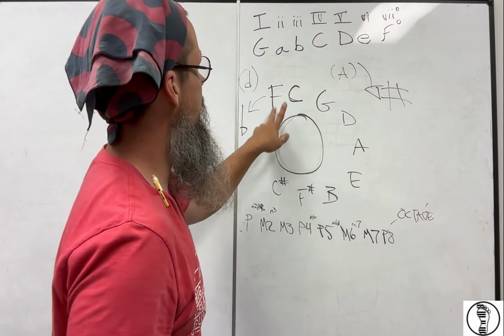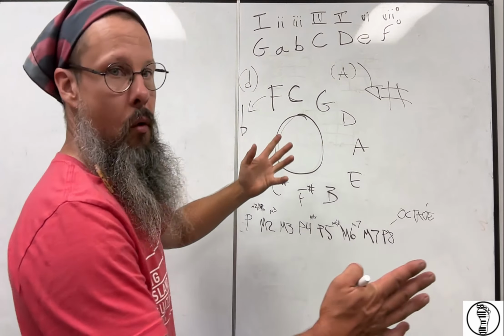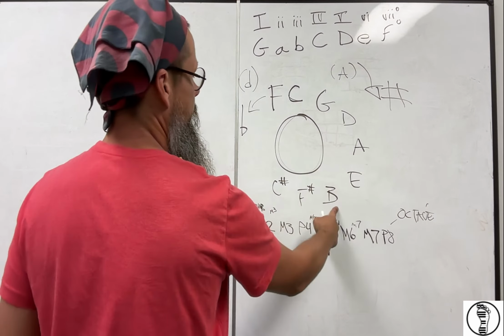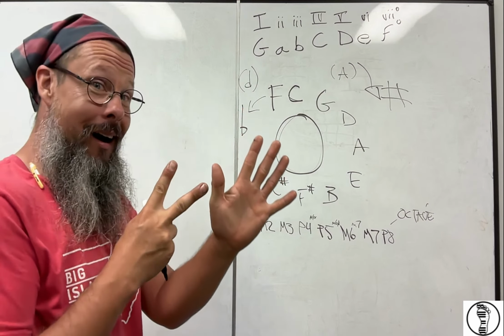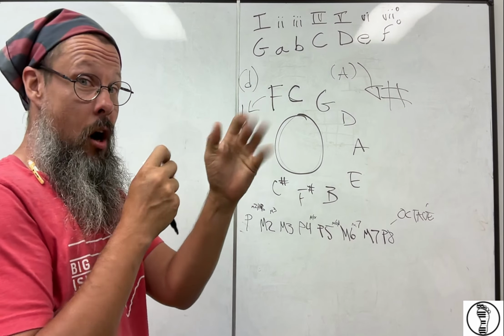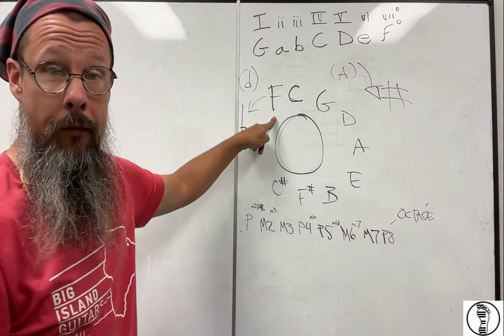D has 2 sharps, F sharp and C sharp. A has 3 sharps, F sharp, C sharp, G sharp, so on and so forth. So when you go down to F sharp, you could say none, 1, 2, 3, 4, 5, 6. F sharp has 6 sharps out of a possible 7. If we take away those 6 sharps, we are left with 1 flat. The key of F has 1 flat.